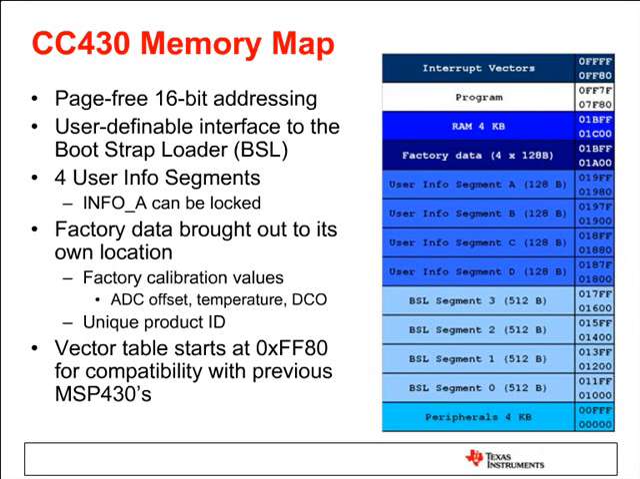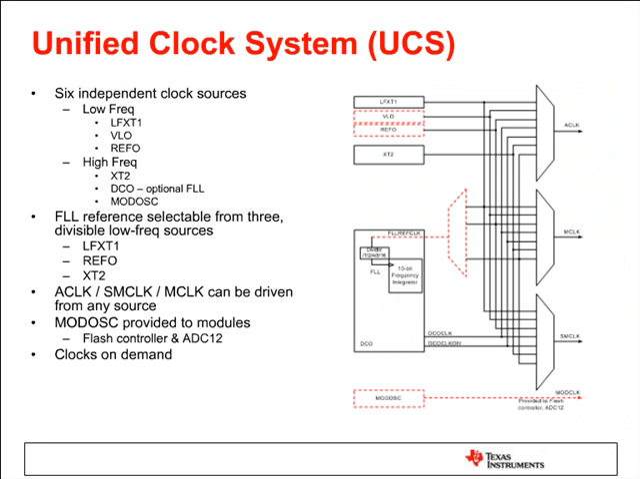RAM, you have up to 4 KB on the CC430, and program memory, you have up to 32K on the CC430. So I believe that's everything on that slide. But unified clock system, this is actually what I was talking about previously, and is what allows the CC430 to operate at very low power. 6 independent clock sources, and we'll step through them.